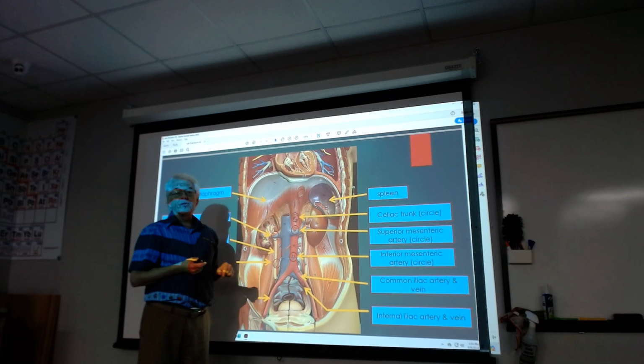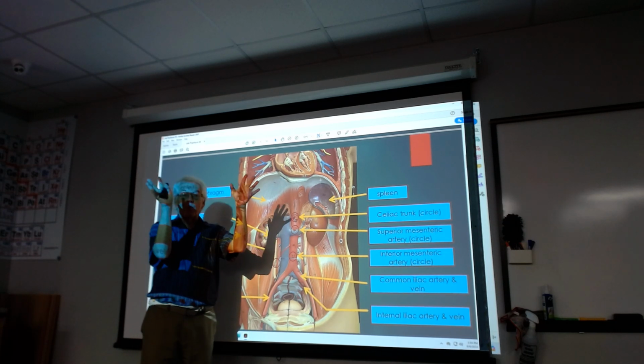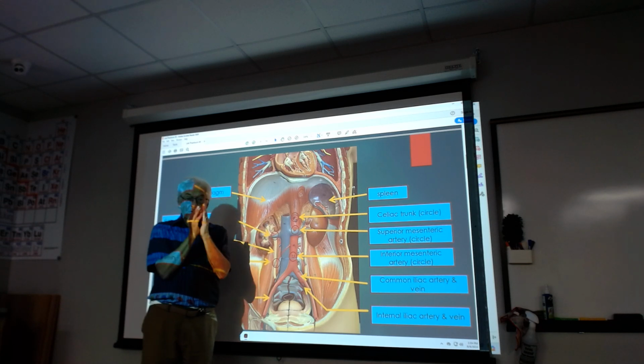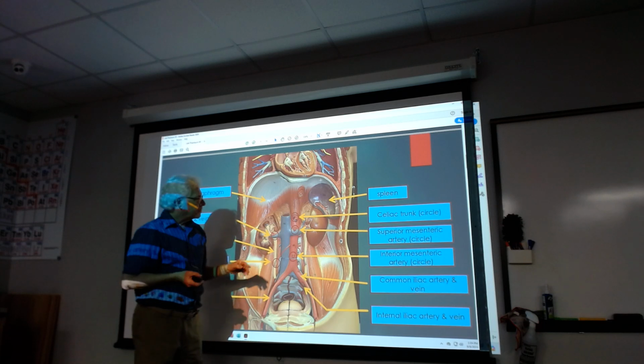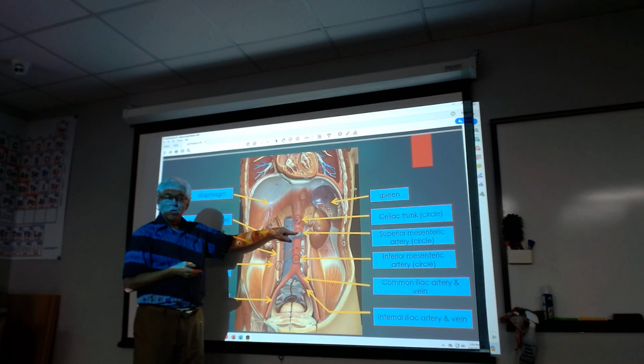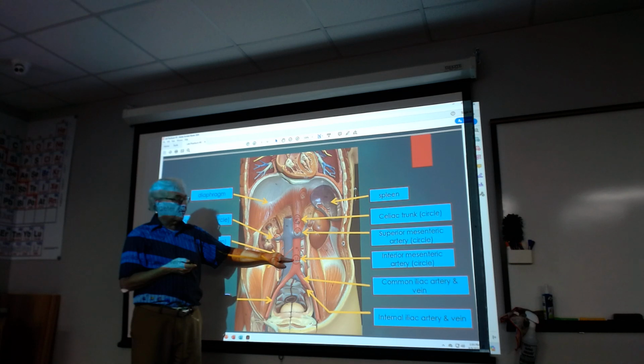This first one is called the celiac trunk. Now, whenever you see the word trunk when it comes to blood vessels, it means there's going to be branches coming off. Got it? And the trunk and the branches don't have the same name. All right? This is the superior mesenteric artery going to the mesenteries, the connective tissue that goes to your intestines. And this is the inferior mesenteric artery.